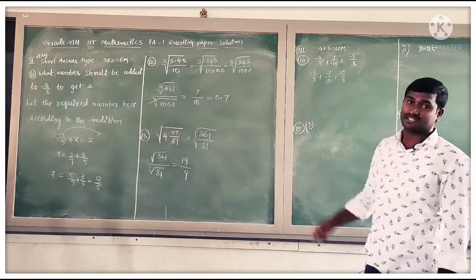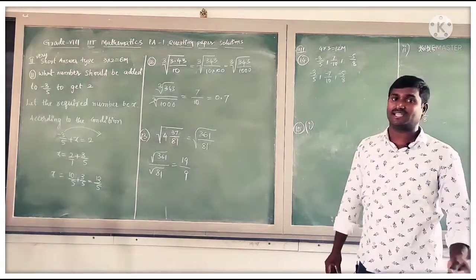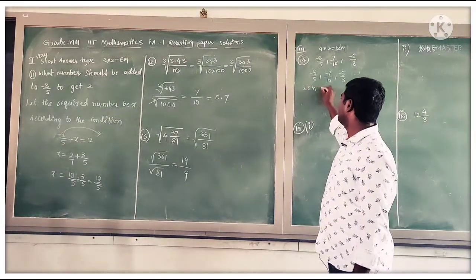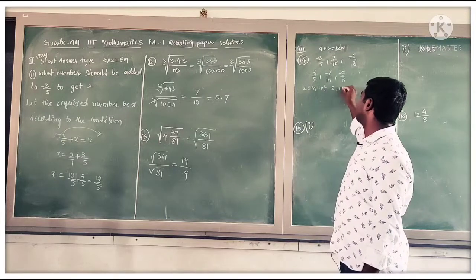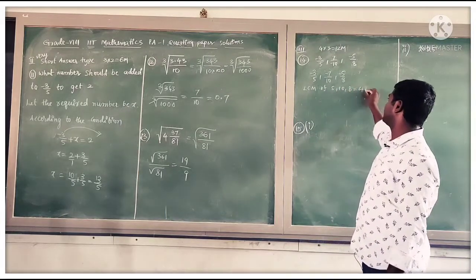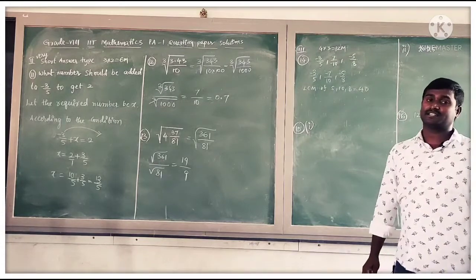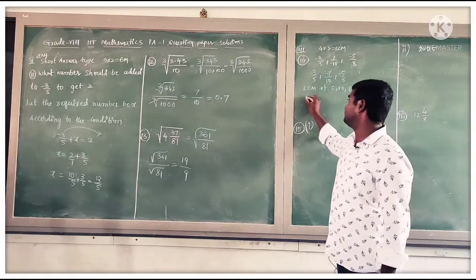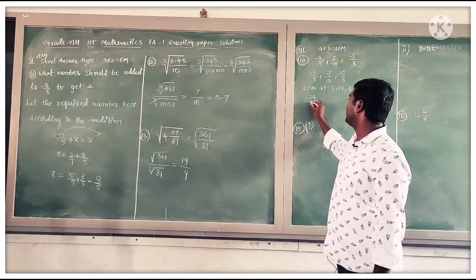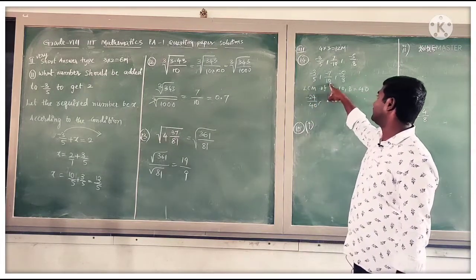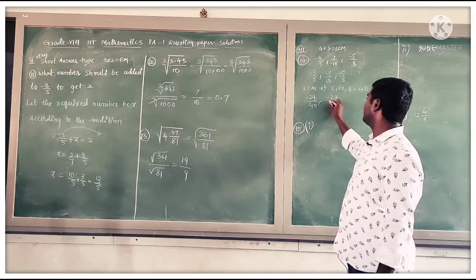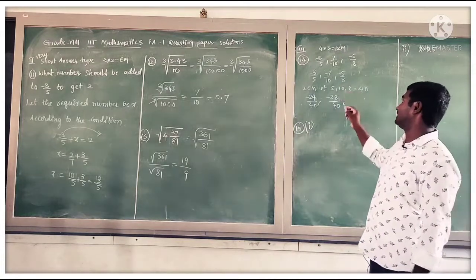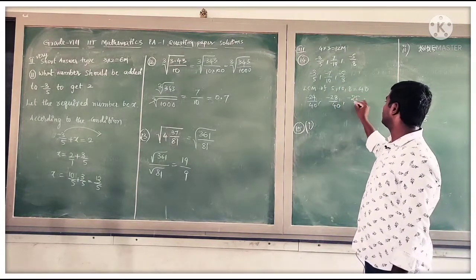Here no numerators are the same and no denominators are the same, so we can find the LCM. The LCM of 5, 10, 8 is 40. To get 40, 5 into 8 gives minus 24 by 40. For 10, 10 into 4 gives minus 28 by 40. Next, minus 5 by 8, to get 40, 8 into 5, gives minus 25 by 40.